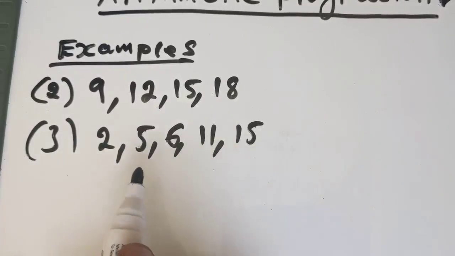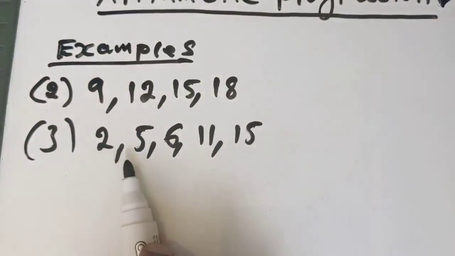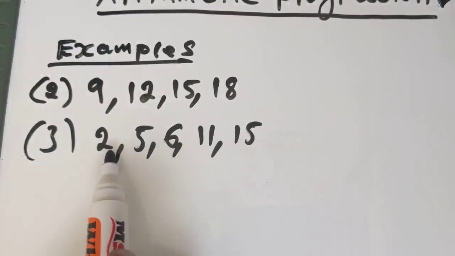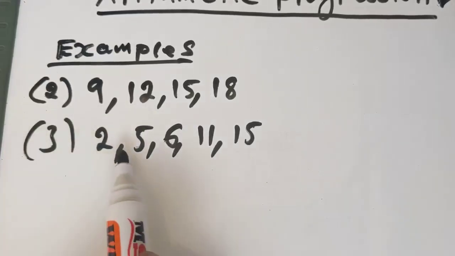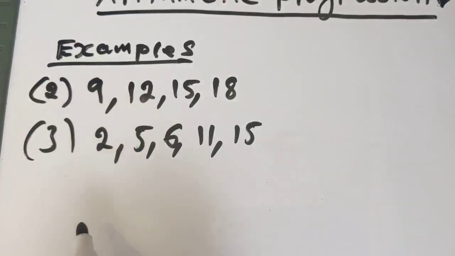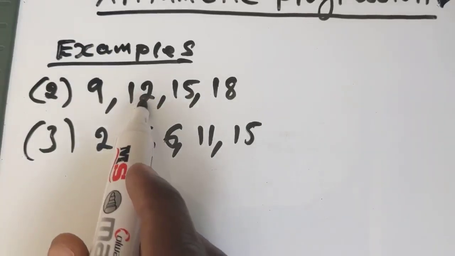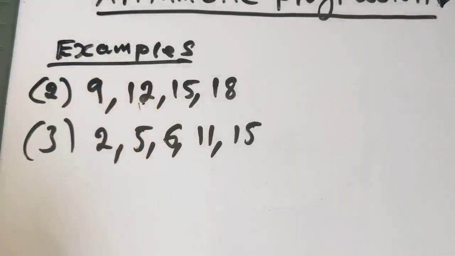Why? Because if you look at this one, what is the number which they added to get this one? So if you want to find the difference here, the constant number here, we said that it is 12 minus 9 to get the difference.